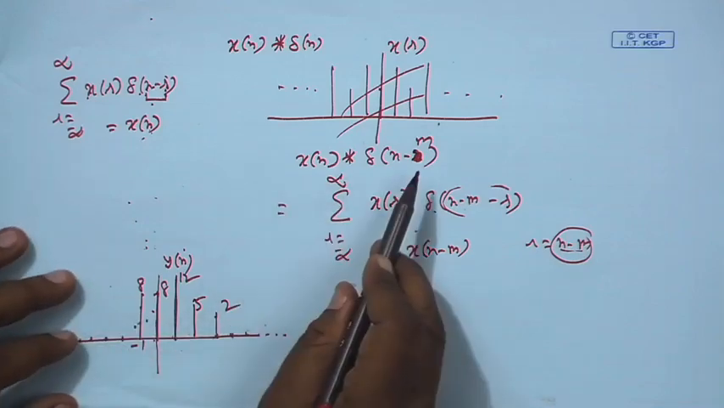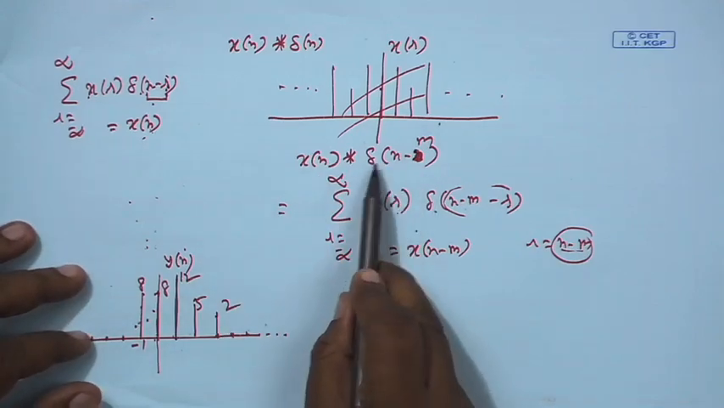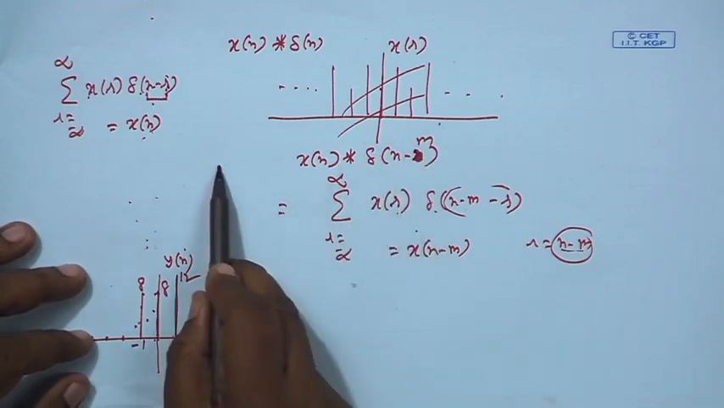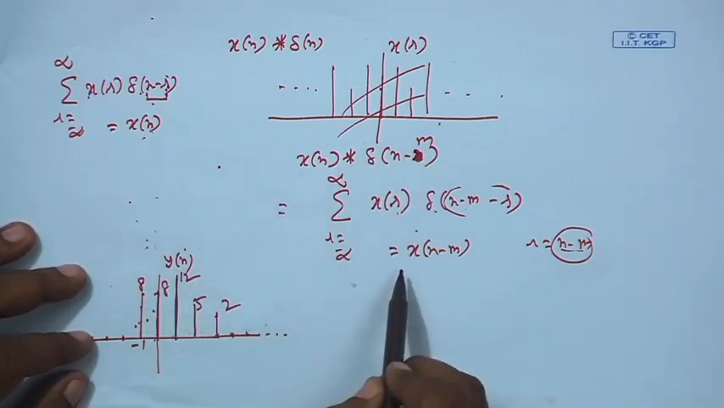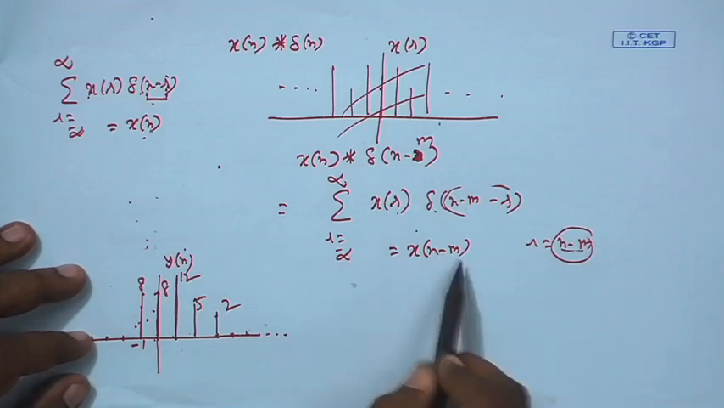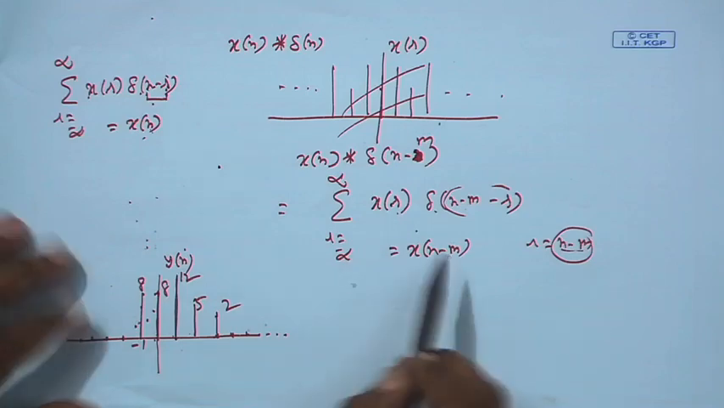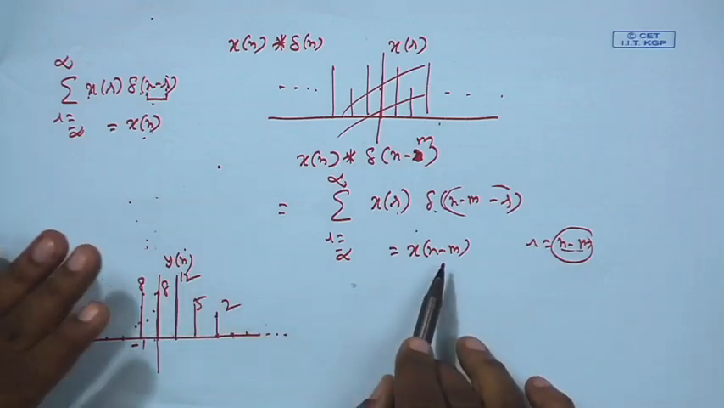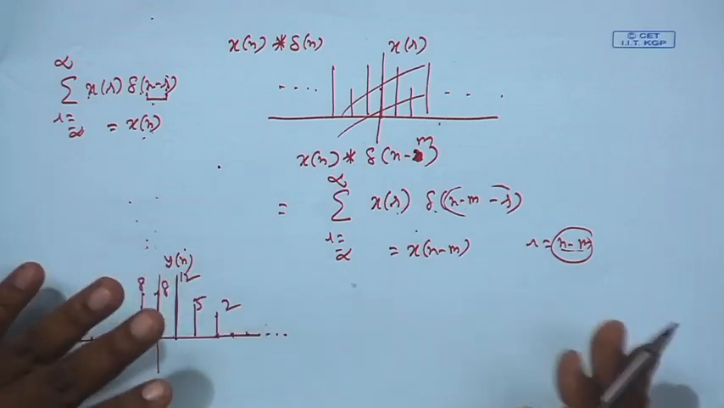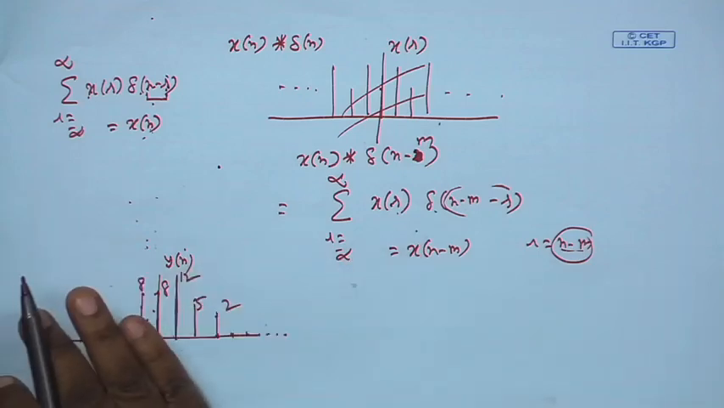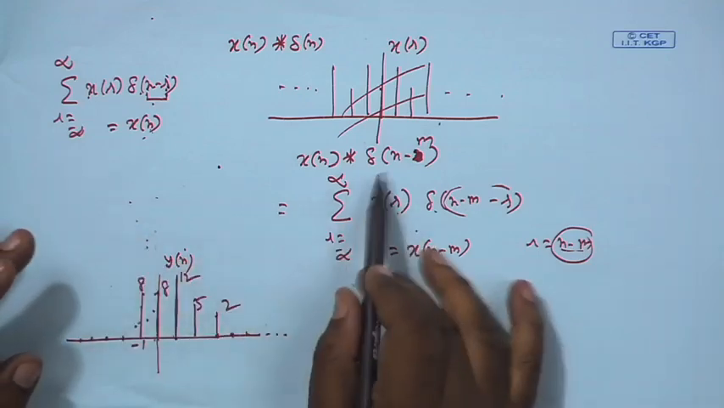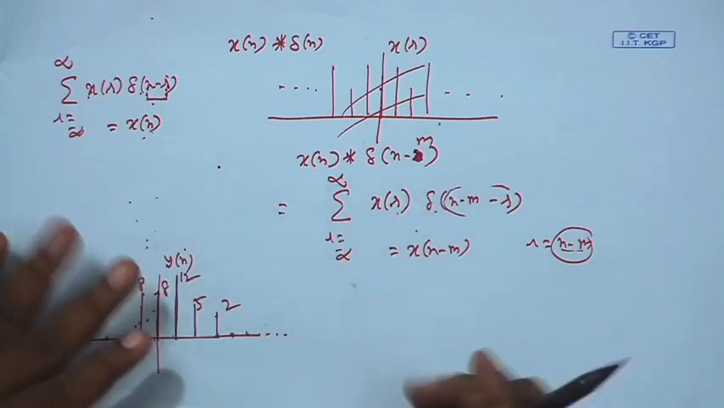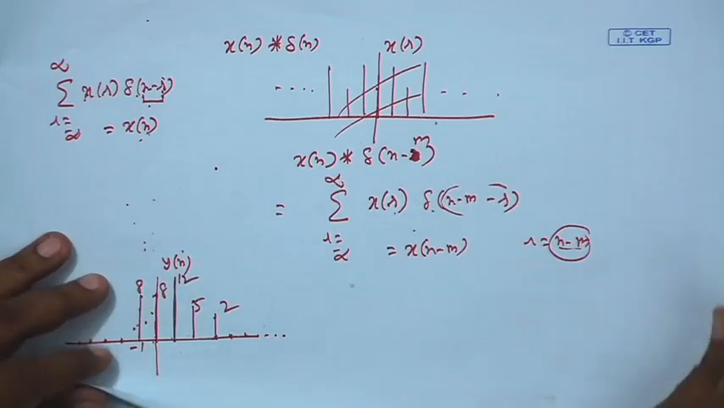So, if you convolve x n with some delayed delta, delta n minus m, the convolution output at nth index will not be the original x n, it will be a shifted version, delayed by m, which means every sample is shifted by m. So, the sequence is shifted by m. If m is positive, shifted to the right, if m is negative, shifted to the left. So, convolution with delta n minus m means basically shifting the sequence. Okay.